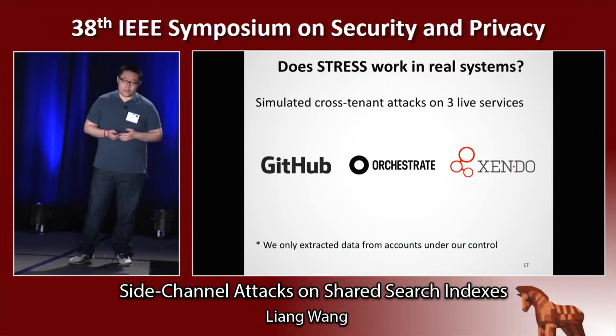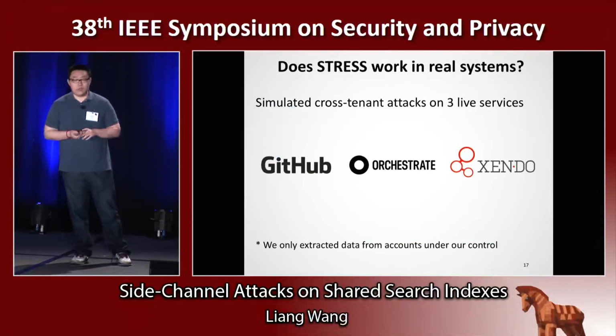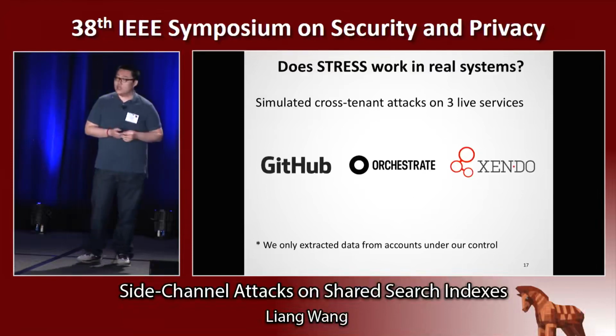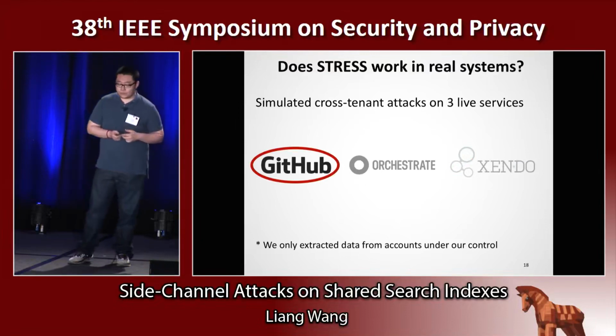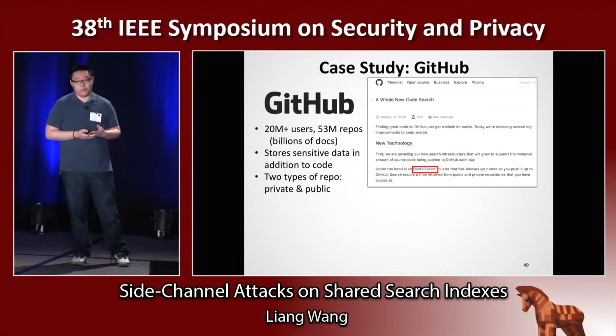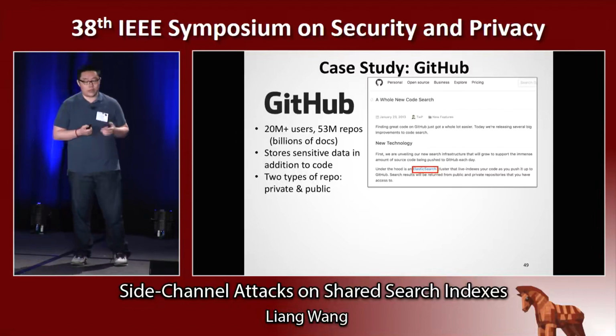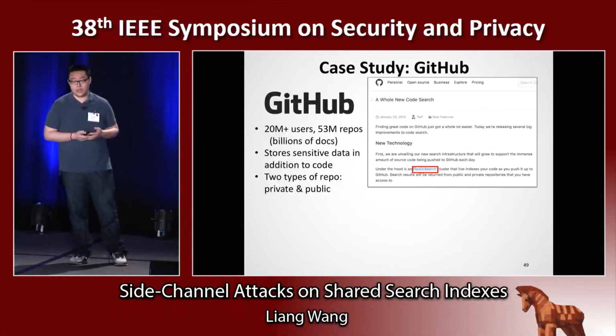So we found that 3 services are vulnerable to our attacks. Note that in our experiment, we only extract data from accounts under our control and never compromise the user's privacy. So I will focus on GitHub in my talk. GitHub is one of the most popular code hosting services in the world. It has millions of users and billions of documents.